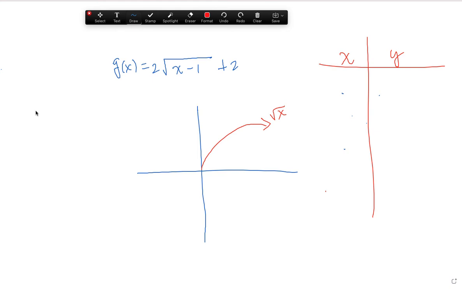I mean, sorry, I'm just going back to the whiteboard for a second. It's okay. Okay, so, well, the domain is all the x values.